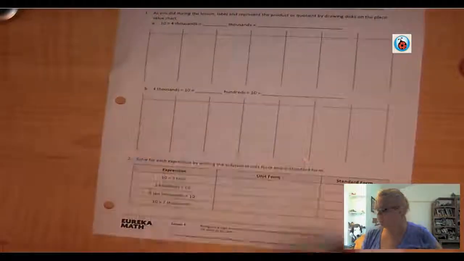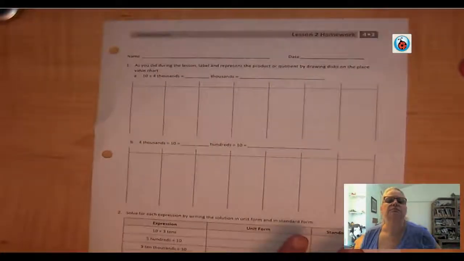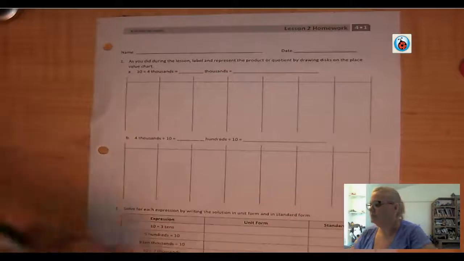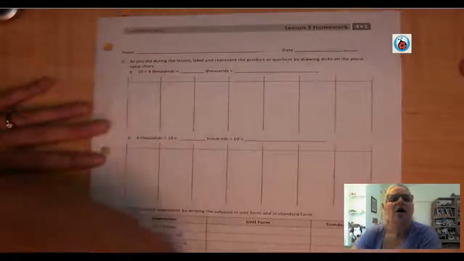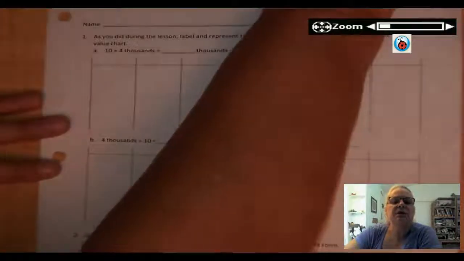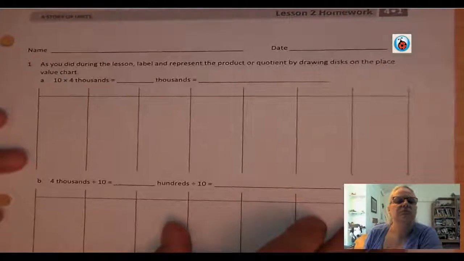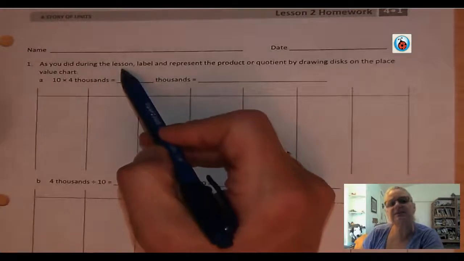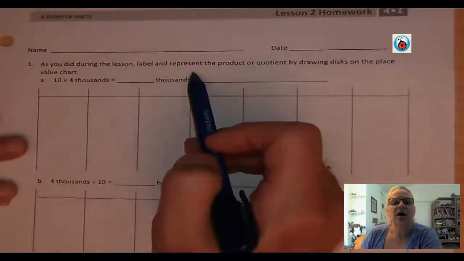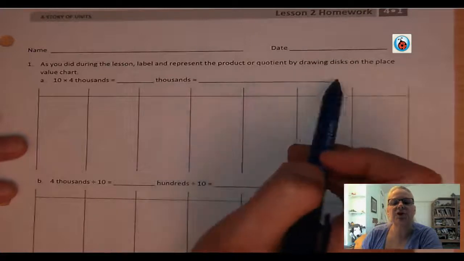All right, so let's go ahead and get out our, not our problem set, our homework. All right, the homework is on page 49. Lesson 2 homework. Okay, so get your pen out. All right, so let me make this bigger so we can all see. As you did during the lesson that we just did, we're going to label and represent the products or quotients by drawing discs on the place value chart.